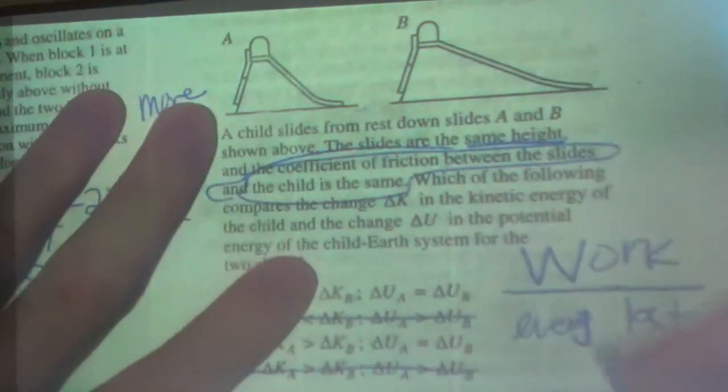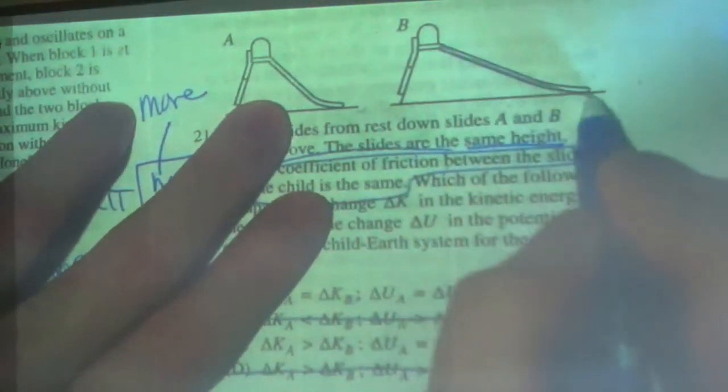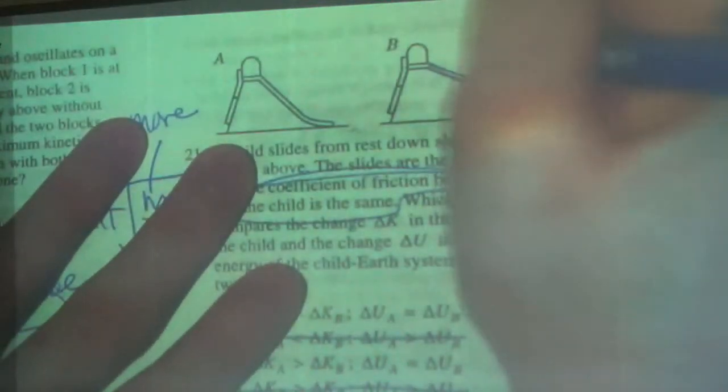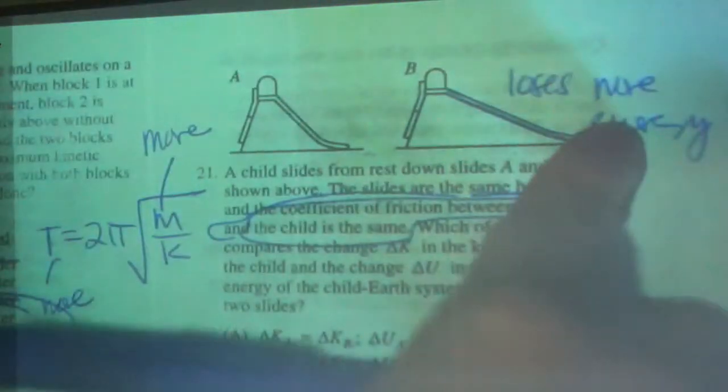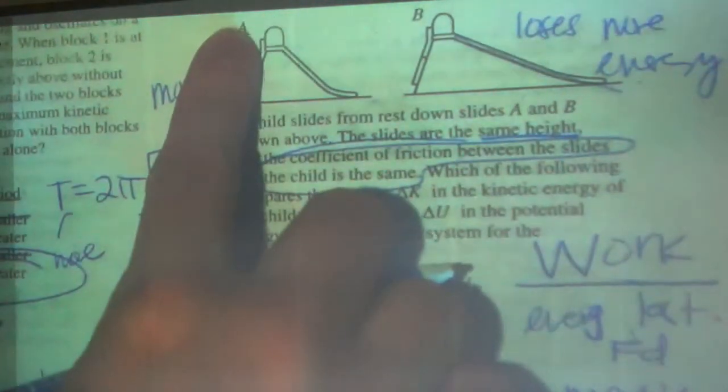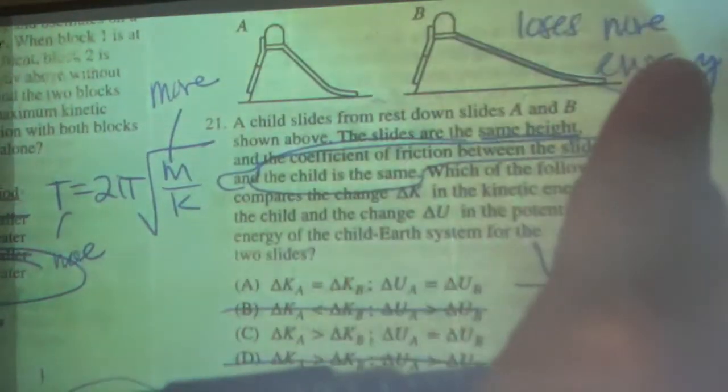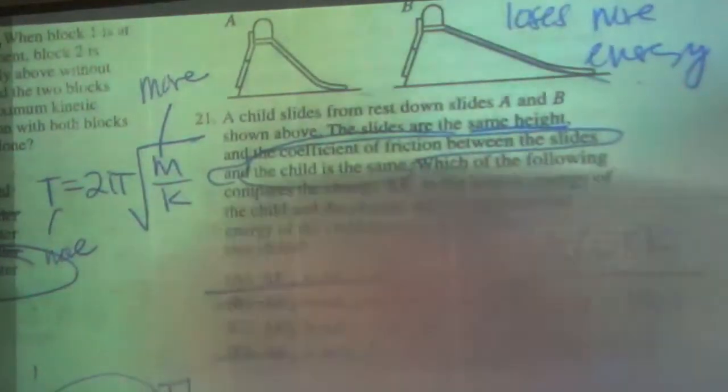Well, work is the force times displacement. So if you have roughly the same friction force, but over a longer distance, see how this one loses more energy? If this one loses more energy than this one does, then the kinetic energy at the bottom is not going to be the same. So we can cross off A, and that is C.